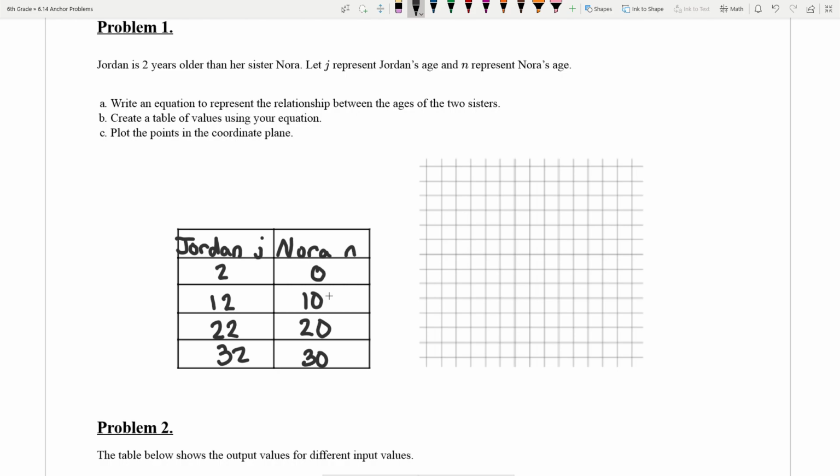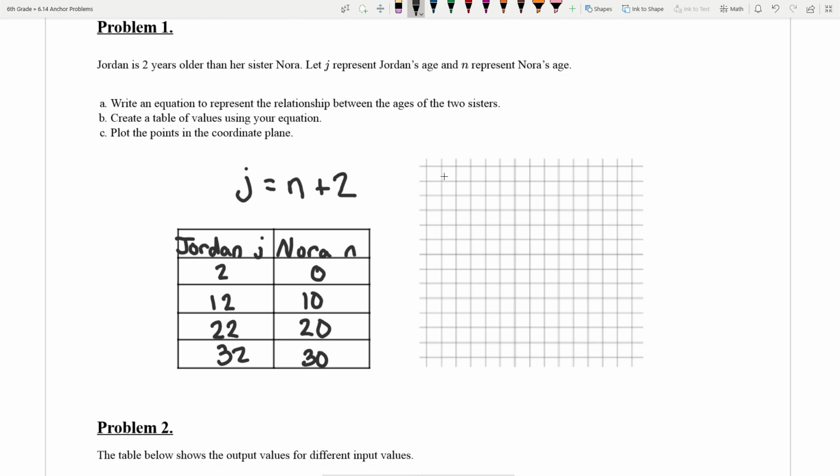Now it's maybe easier to come up with an equation. J is equal to whatever Nora's age is plus 2. That's how you make Jordan's age equal Nora's age. You have to add 2 to Nora's age to get to Jordan.